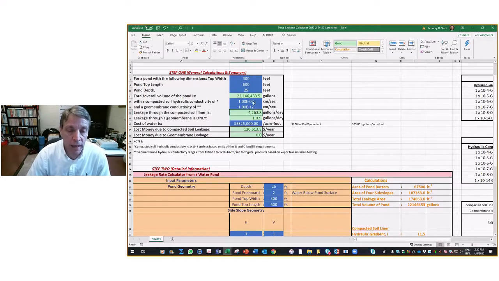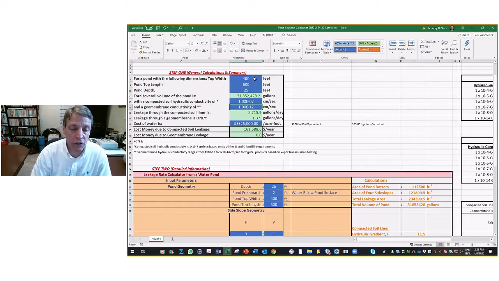So for the example I have on the screen, the width of the containment area is, I'll make it 400. The length is 600. It's 25 feet deep. That gives 31.852 million gallons of overall volume of the pond. So if the compacted soil liner has a hydraulic conductivity of 1 times 10 to the minus 7 centimeters per second, you would leak 5,715.9 gallons of water or fluid from that pond.